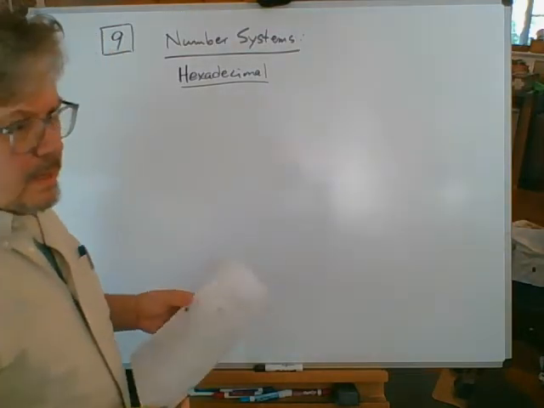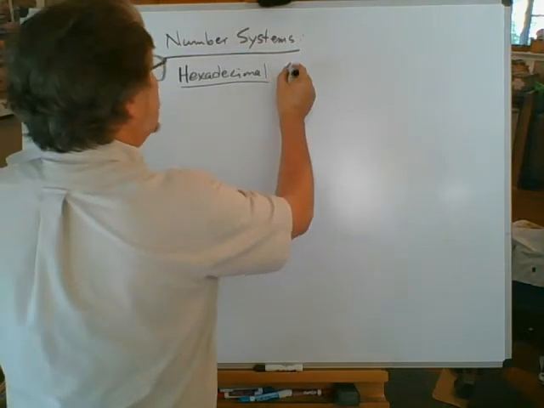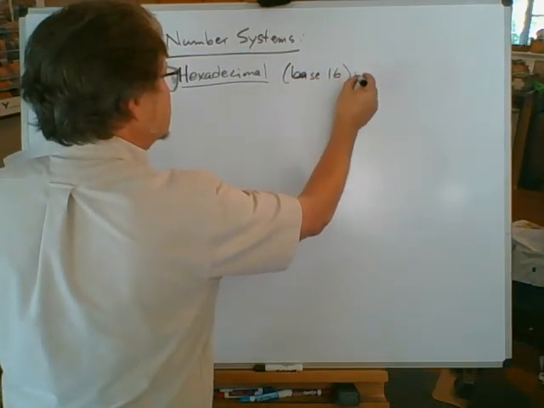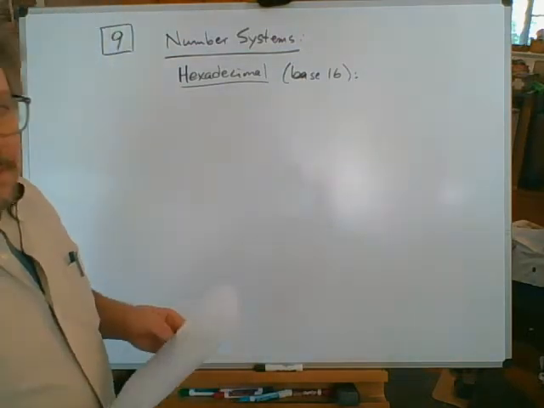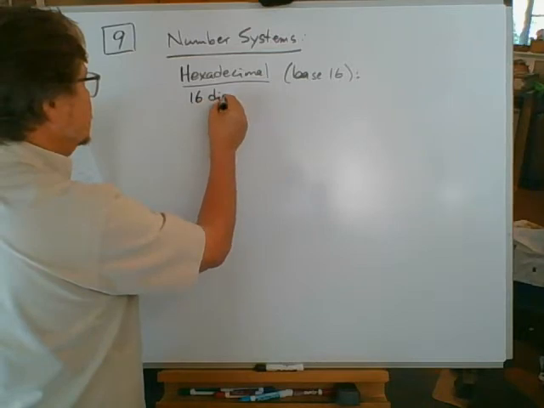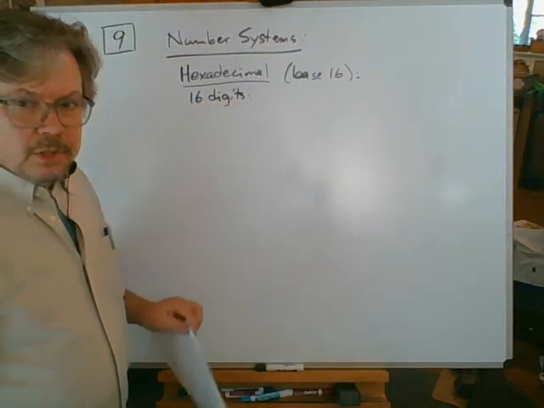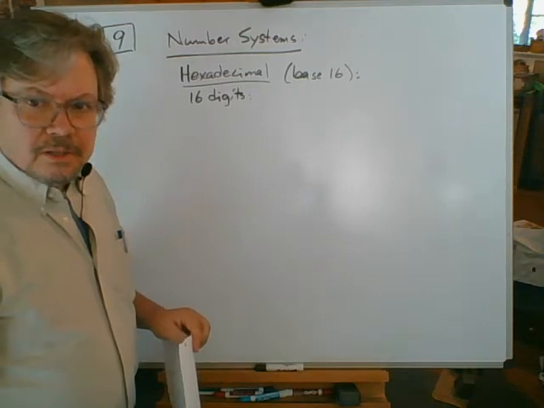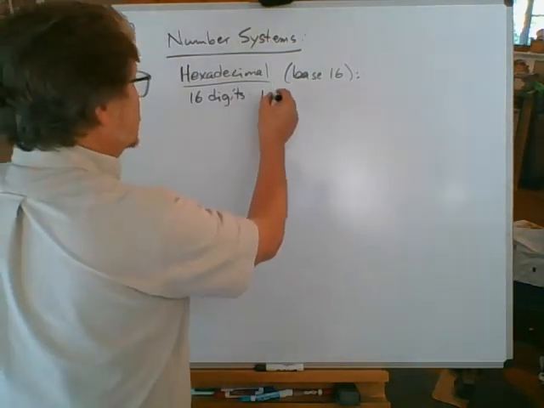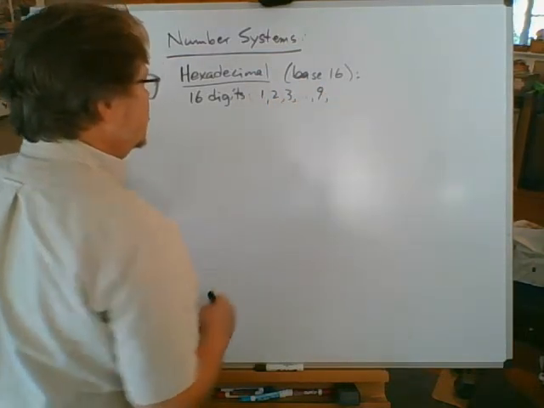Hexadecimal, like a hex, like a witch's hex. What base could that possibly be? It's base 16. Base 16 has 16 digits to work with. What foul black magic is this? There are not 16 digits available. All we have are 1, 2, 3, yada, yada, yada, 9.